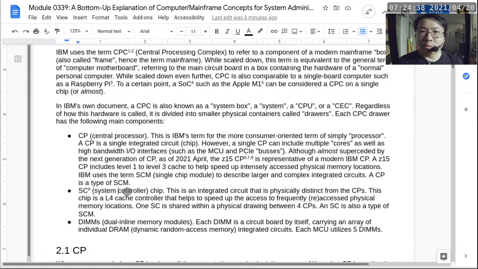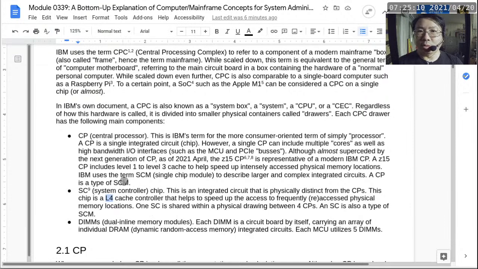So the system controller offers level 4 cache. So that's what L4 stands for. It is level 4, so it's even one more step further from the level 3 cache that is inside each central processor. But level 4 cache is still a fast way to access memory. And what is most interesting about the system controller is it allows communication between the drawers. So more on this later.